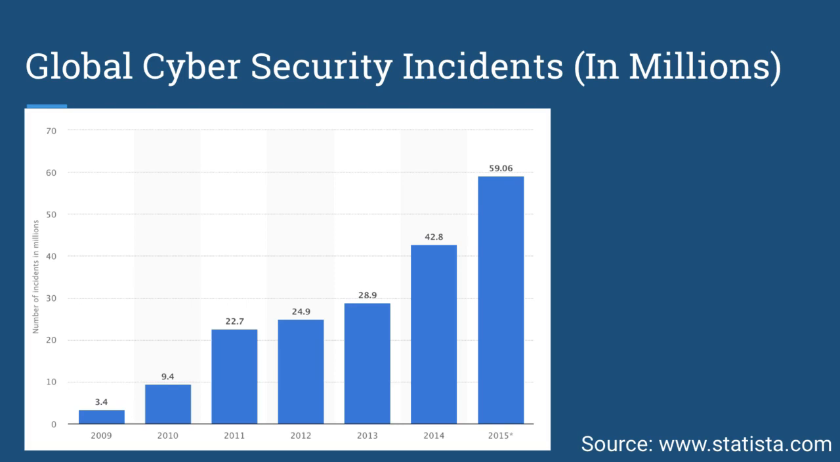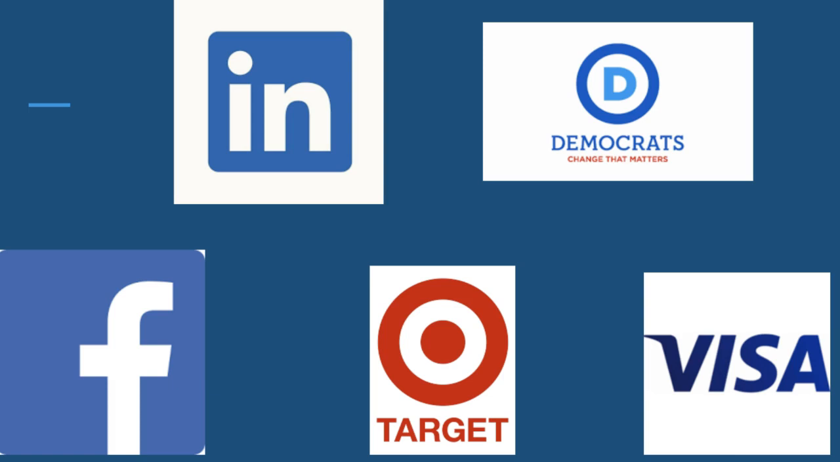As the internet continues to grow in popularity, so too have cyber attacks. As seen in this graph from 2009 to 2015, cyber attacks have gone globally from 3.4 million a year to nearly 60 million in 2015. This is quite alarming and definitely exponential growth. Some of the world's most popular websites and organizations have not been immune. From our voter data to our credit card information to even our social media profiles, hackers have been able to compromise the security of servers across the globe to access our information.